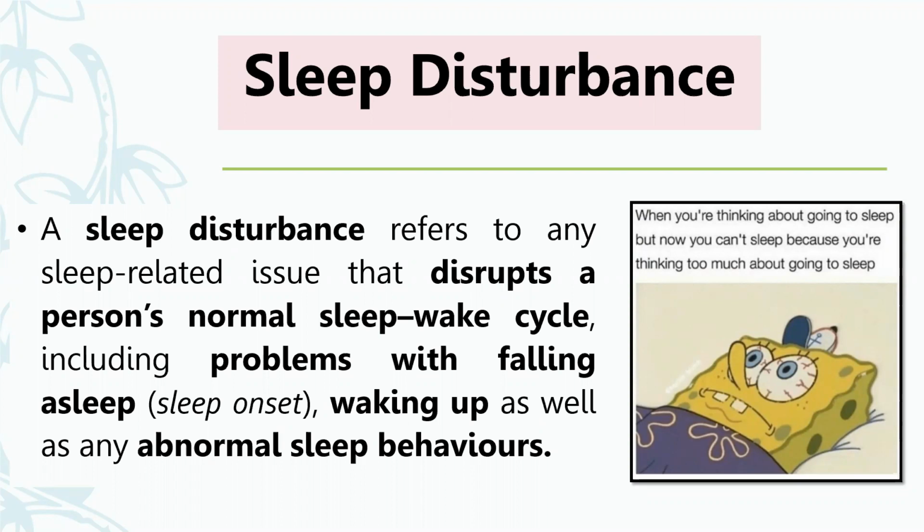So just remember, a sleep disturbance is any kind of sleep-related issue. It could be a behavior, or an experience that you go through once you fall asleep, that leads to issues with falling asleep, which we call sleep onset, waking up, or any kind of abnormal sleep behavior that you experience. That obviously messes with the quality of your sleep. So that's what you need to remember, and it's very important that you understand what is meant by the sleep-wake cycle as well.